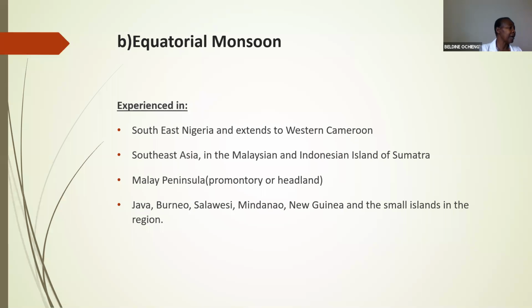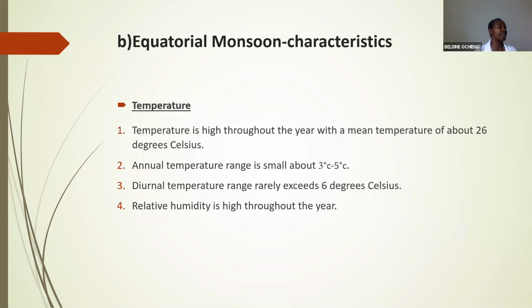Then another area where monsoon, equatorial monsoon is found is Java, Borneo, Sulawesi, Mindanao, New Guinea, and the small islands in the region. There are smaller islands in the region. Those are the areas, and the areas are shaded in our world map. So there are characteristics of equatorial monsoon.